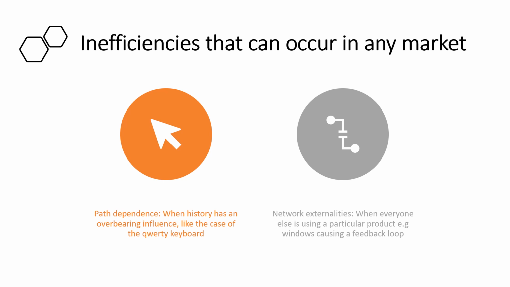The second set of inefficiencies that can occur in the market are network externalities, where everybody has something, and because everybody buys it, more people buy it. It might not necessarily be the best product in the market, but now all your friends are on it and everybody else is on it and every business is using it. You can't not use it because you have to communicate with those people. So when everybody else is using a particular product, it creates a feedback loop, like Windows, for instance, where everybody still has to continue using that product, even though, again, it might not be the most efficient thing.